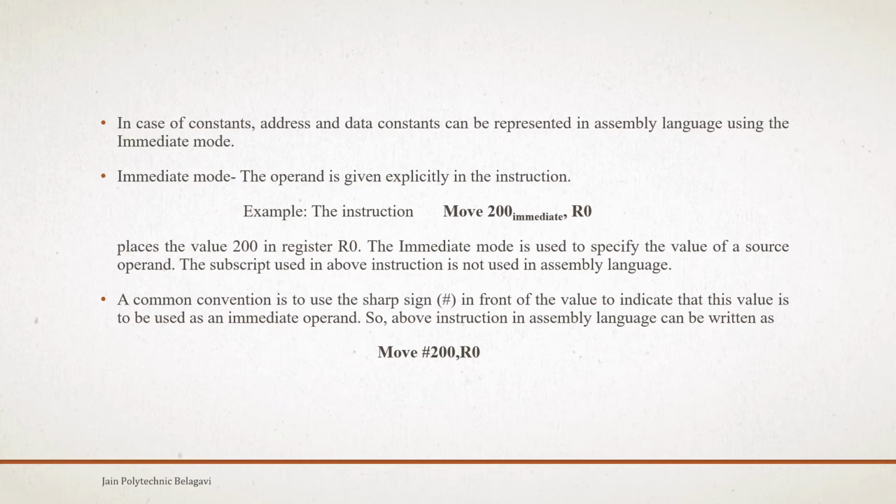So instead of writing immediate, we can place a hash symbol. This means it is placing the operand value 200 into register R0. So whenever we use immediate mode, we had better use this hash symbol before the value of the operand.